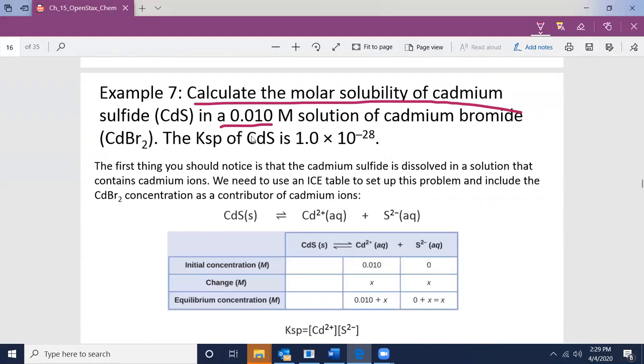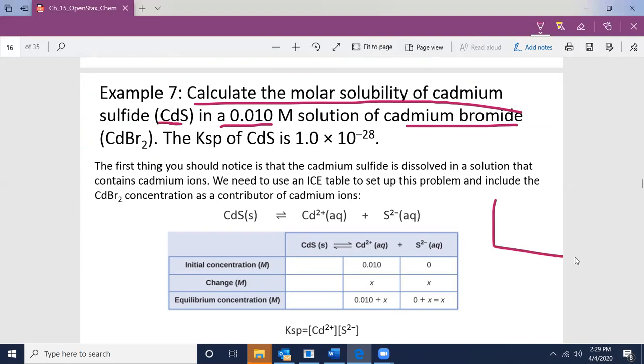Bromide, and sulfide. Calculate the molar solubility of cadmium sulfide. This is our compound in a solution of 0.010 molar. So cadmium bromide is also there, so the common ion is going to be the cadmium. This is already a cadmium bromide solution where you are adding your solid cadmium sulfide.